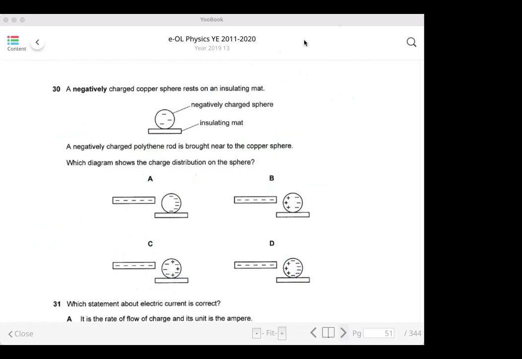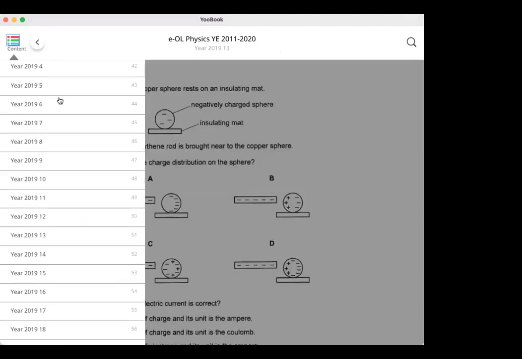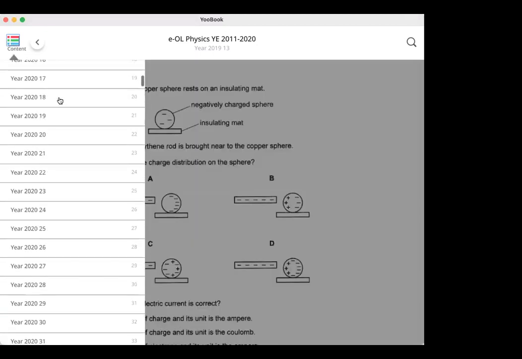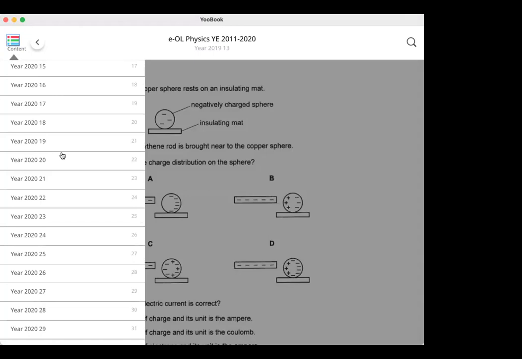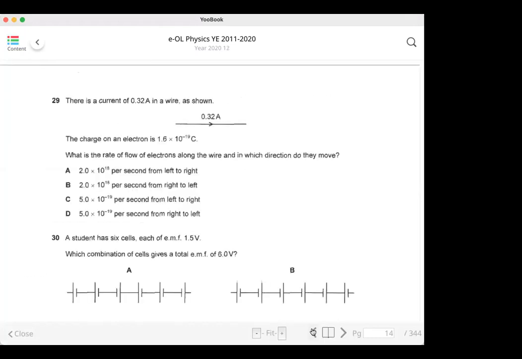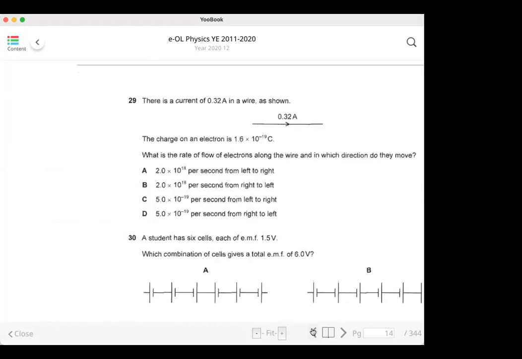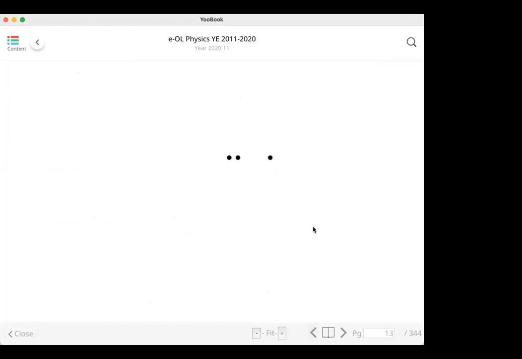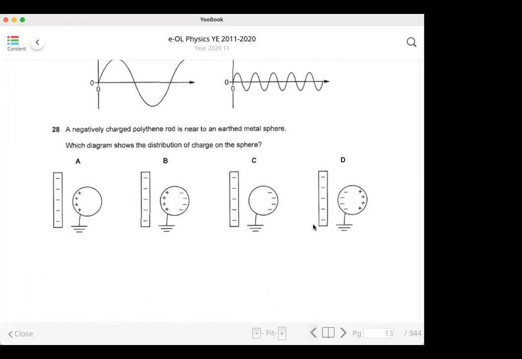Okay, let's do another question. The last MCQ question. I will not be going through last year's paper because the thing doesn't show nicely. 2020. Do question number 28. You all may begin.